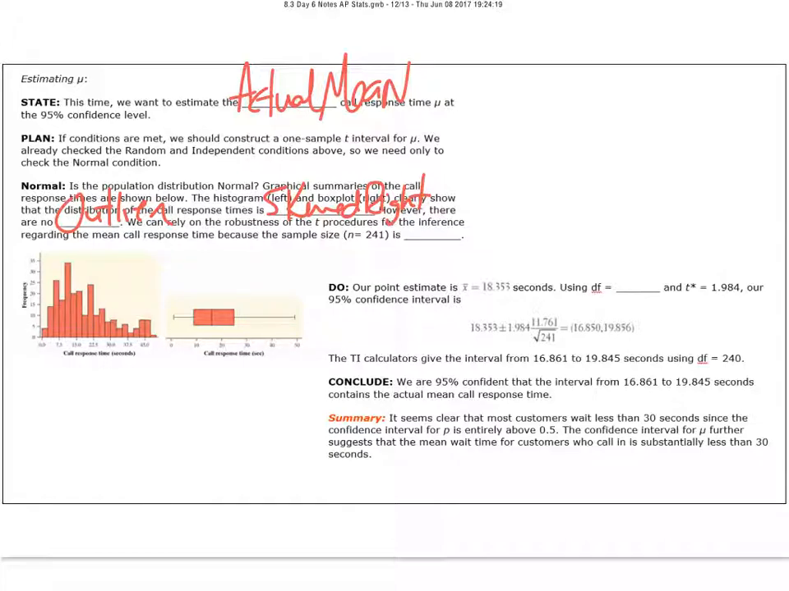Now, if you did it by hand and used the table, we're going to be conservative because they don't have 240 on the table. The closest smaller number is 100 for degrees of freedom, and then this would be the confidence interval. Based on this, we can say we're 95% confident that this interval stated here actually contains the mean call response time. So in here, you can tell by our analysis that most customers do wait less than 30 seconds, based either on the proportion or on our means.